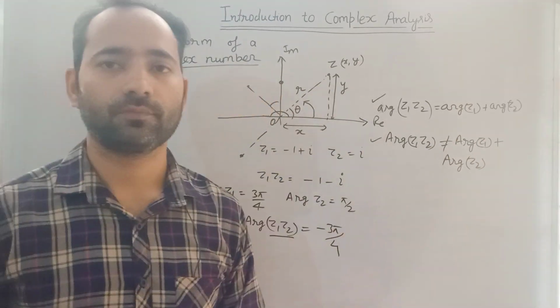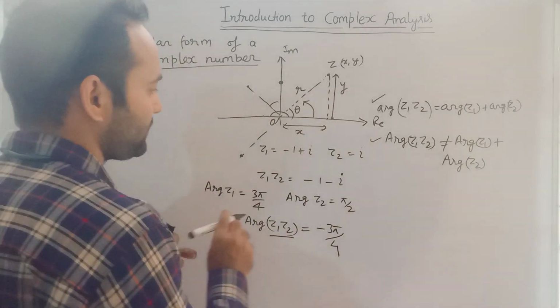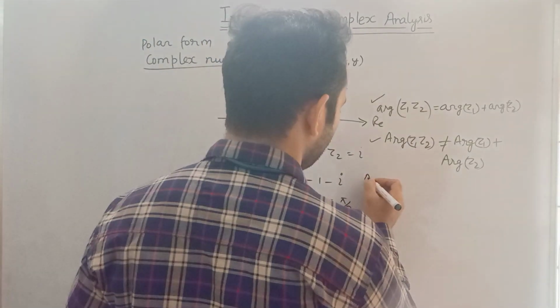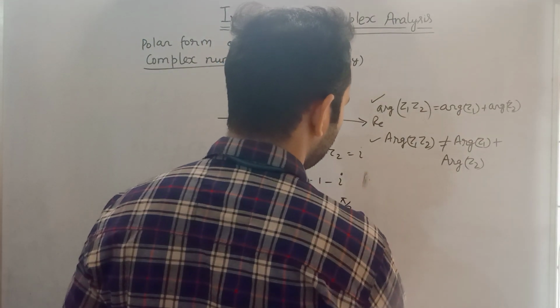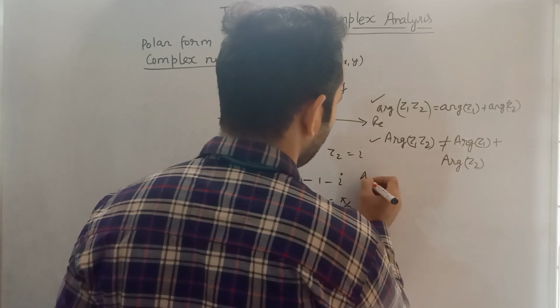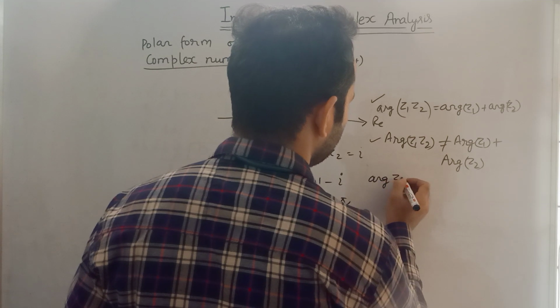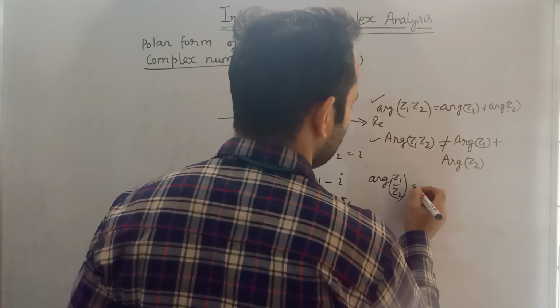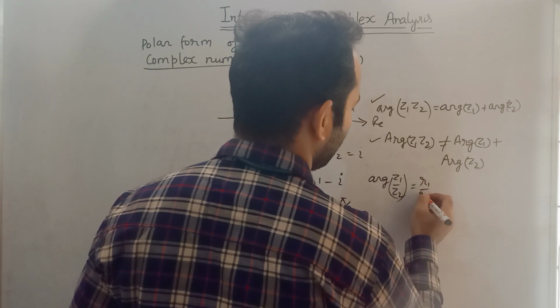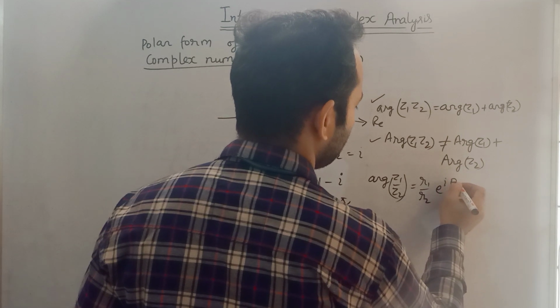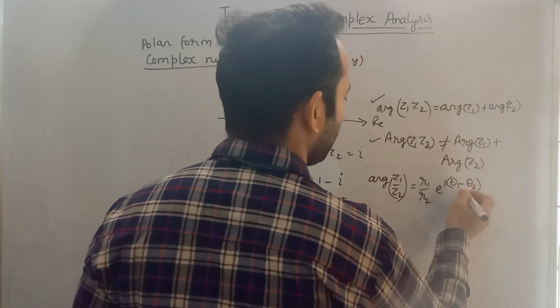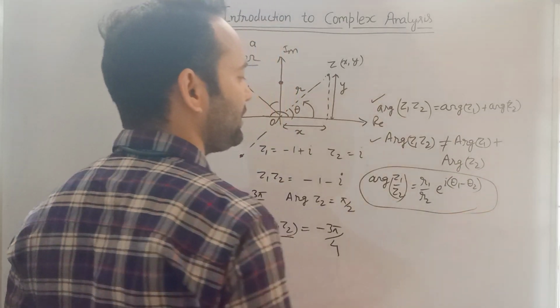Just one last thing for this video. What is the argument of z1 upon z2? You can just easily calculate. This is going to be r1 upon r2 e to the power i times theta 1 minus theta 2. Okay, so this you can easily prove. I'll leave that to you.